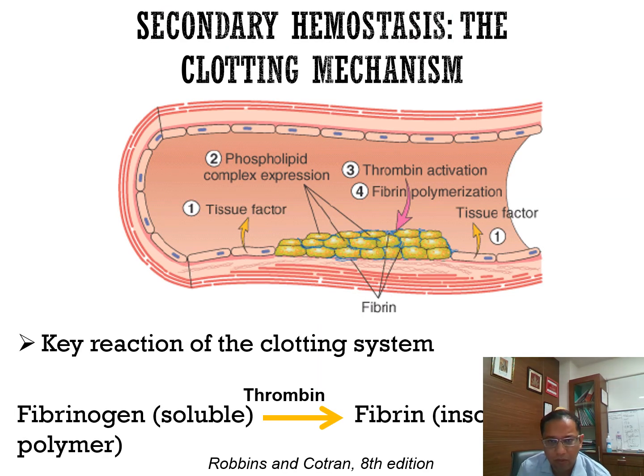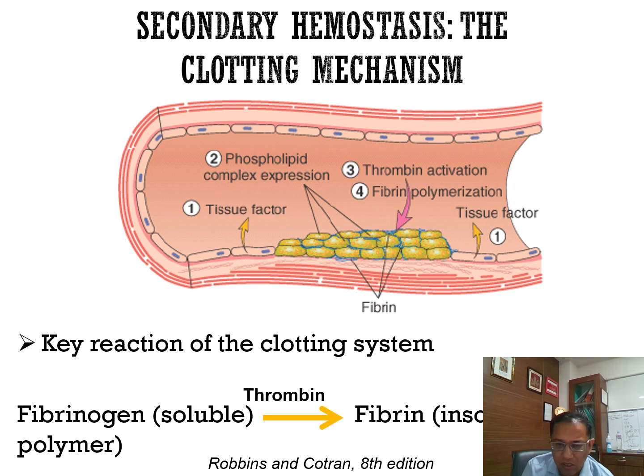So coming to secondary hemostasis, the clotting mechanism, the most important part to remember here is that we want to have fibrin, which is an insoluble polymer, and this fibrin is formed from a precursor substance which is soluble, known as fibrinogen. That's why fibrinogen is the first factor that was discovered, and that is why it is known as factor 1 also. Now this happens in the presence of thrombin, so fibrinogen to fibrin in the presence of thrombin. This is the key reaction of the clotting mechanism.